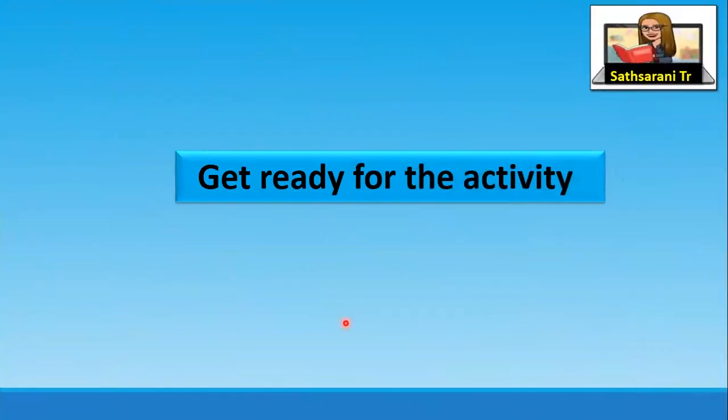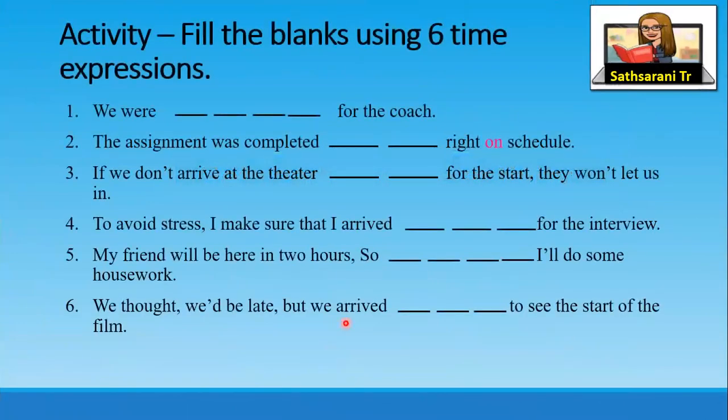This is the end of our 6 time expressions. So get ready for the activity. Here in the first one, you can see blanks and "for the coach". We were blank for the coach. Coach means bus. The assignment was completed blank, right on schedule. When you see the words "on schedule", you should know the answer here.